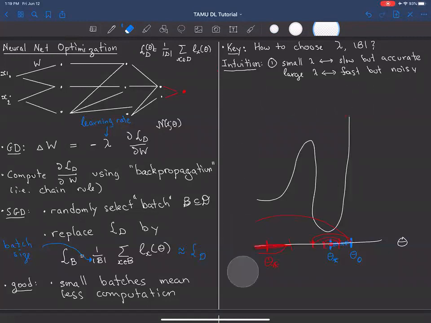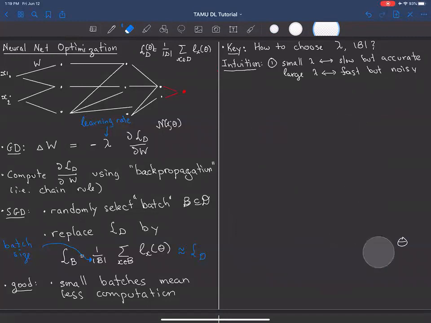I'm going to delete this picture now so that I can keep writing intuitions. No, that's bad form, but I'm going to do it anyway. Amazingly, you might tell yourself, well, why would I choose the same lambda for all parameters?